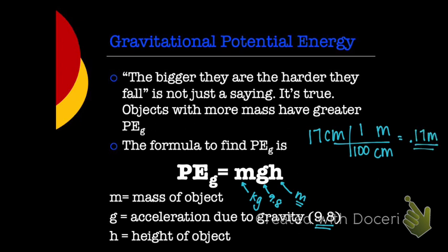Those are conversions that I think we need to be able to do quickly and without much thought by this point. We've done them enough that we can convert from grams to kilograms and centimeters to meters pretty quickly. How do we feel about that?